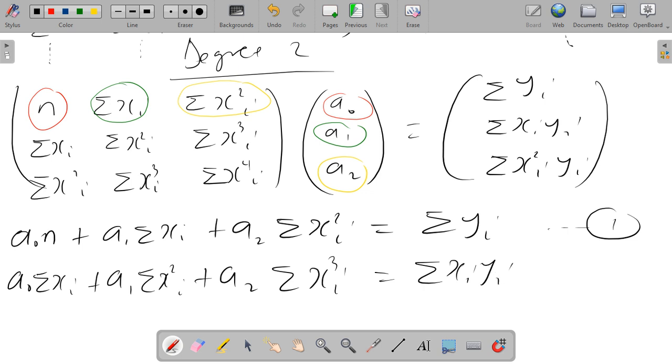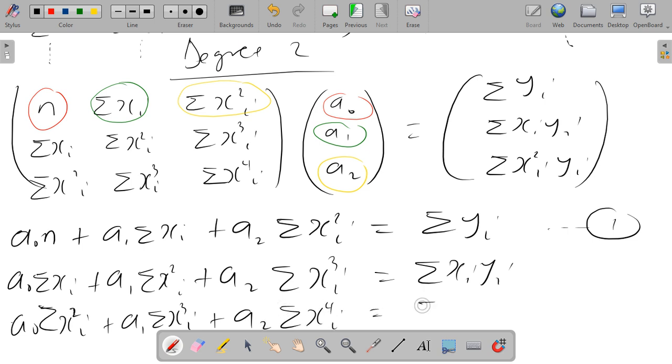Okay, so finally write equation 3. Let me give you 5 seconds to write equation 3, then I will write my own. You will know if it's correct. 1 2 3 4 5. Time up. So I have what? A naught again, summation x squared i, plus A1 summation x cube i, plus A2 summation x4 i is equal to summation x squared i yi. Okay, so equation 2, equation 3.